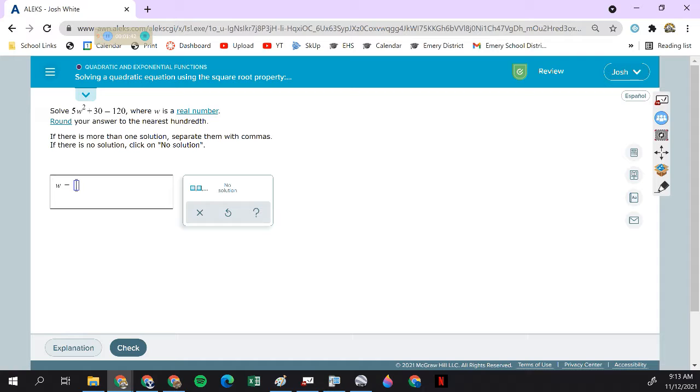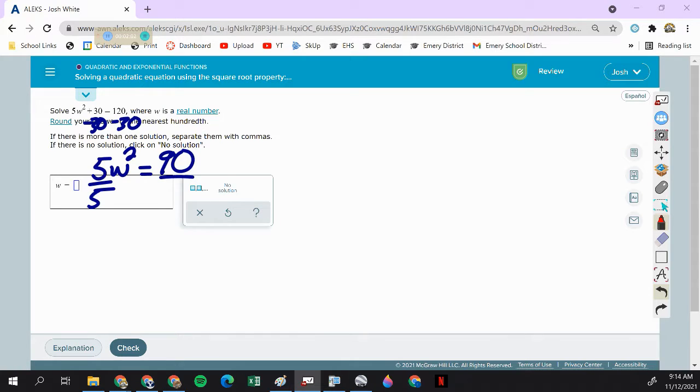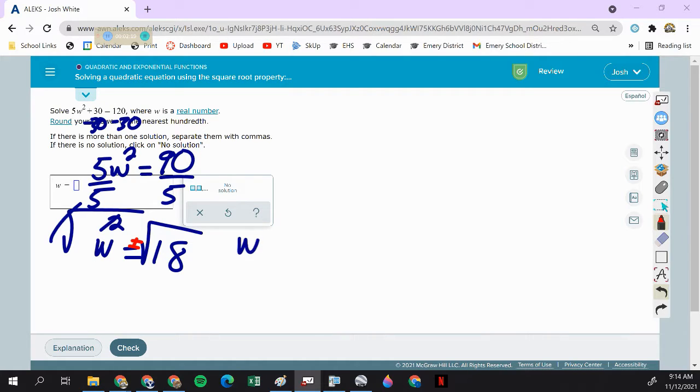5w squared plus 30 equals 120. So I want to solve for w, so I will subtract 30, and that gives me 5w squared equals 90. Now what do I do? Divide by 5, good. And I get w squared equals 18. And I square root. But remember, anytime you square root a squared, you need to write plus or minus on the other side. And I get w equals plus or minus the square root of 18.